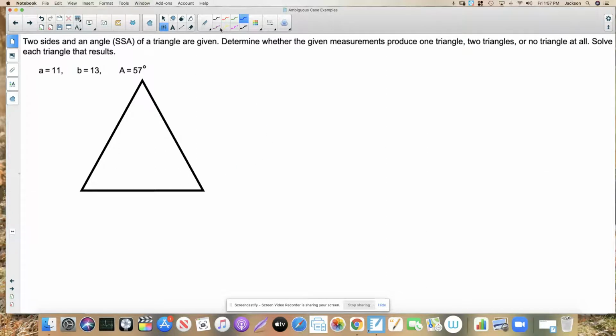Okay, so our third and final scenario for the ambiguous case. We have two sides. We have an angle. Let's call this angle A. Let's make it 57 degrees. Now, clearly this is an isosceles triangle, so we're not going to trust the drawing. We're going to trust our math on this.